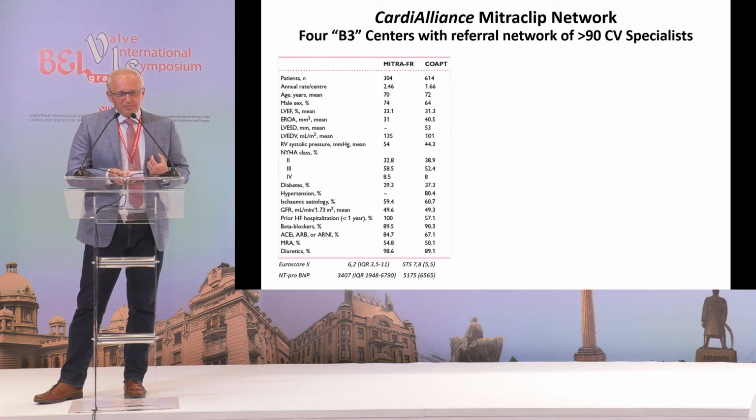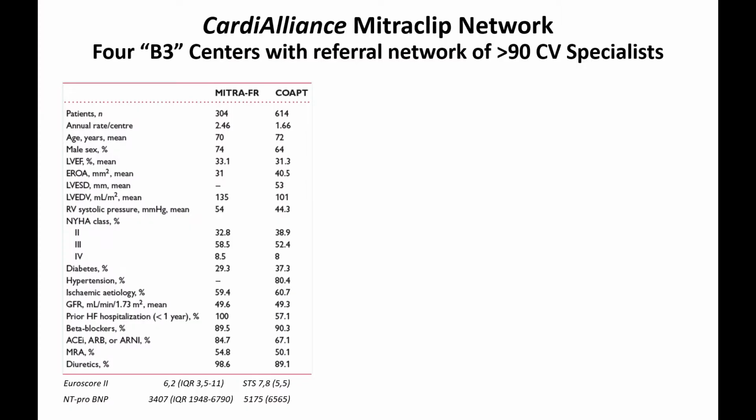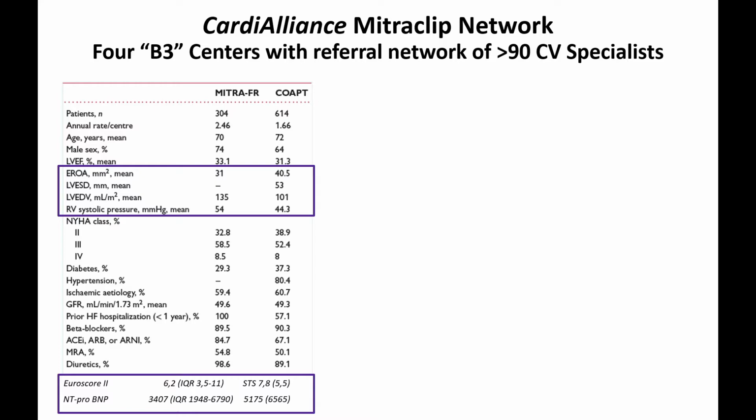So here you see the differences between MITRA-FR and COAPT. And again, I mention the most relevant differences. On the lower part, you see also the risk scores. One is EuroSCORE, the other is STS. You see the NT-proBNP. Actually, COAPT has a higher NT-proBNP than MITRA-FR, despite differences in the degree of remodeling in MITRA-FR, which was much more pronounced, and despite also a higher degree of right ventricular systolic pressures.